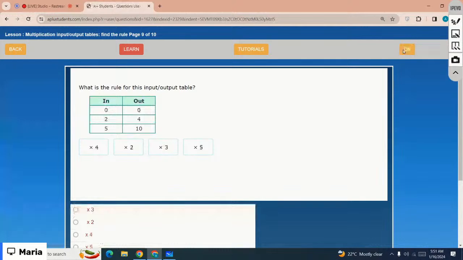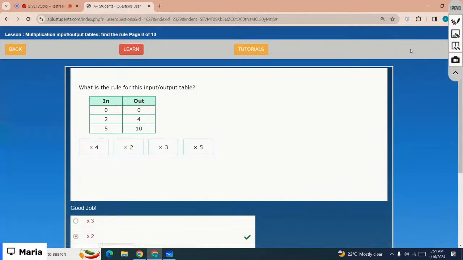What is the rule for the input output table, which is the correct option? The input values are 0 to 5, the output values are 0, 4 and 10. Yes, again that is 2. Again the rule for this table is you have to multiply each input value by 2 to get the output value. Very good.